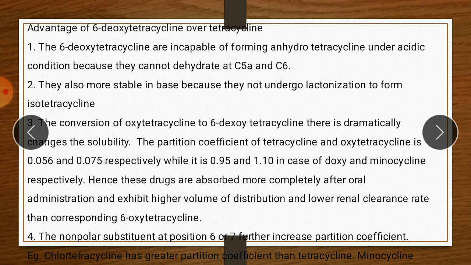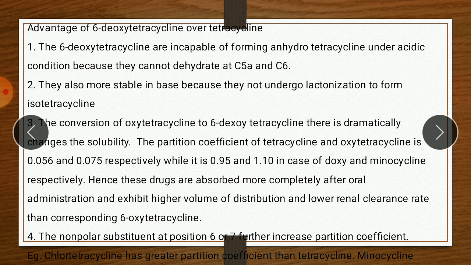Advantage of 6-deoxy tetracycline over simple tetracycline. So here, what is the advantage of tetracycline which does not contain a methyl group and hydroxyl group on the 6th position? This compound is called 6-deoxy tetracycline. So what is the advantage of such a compound?